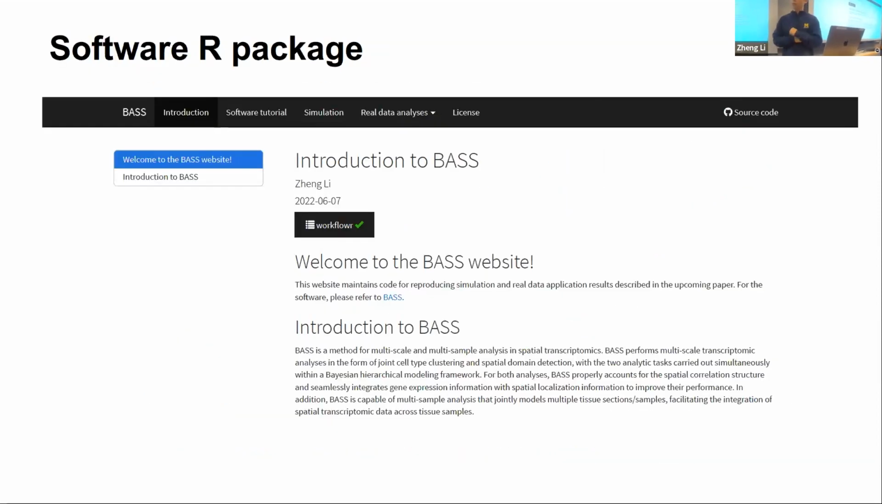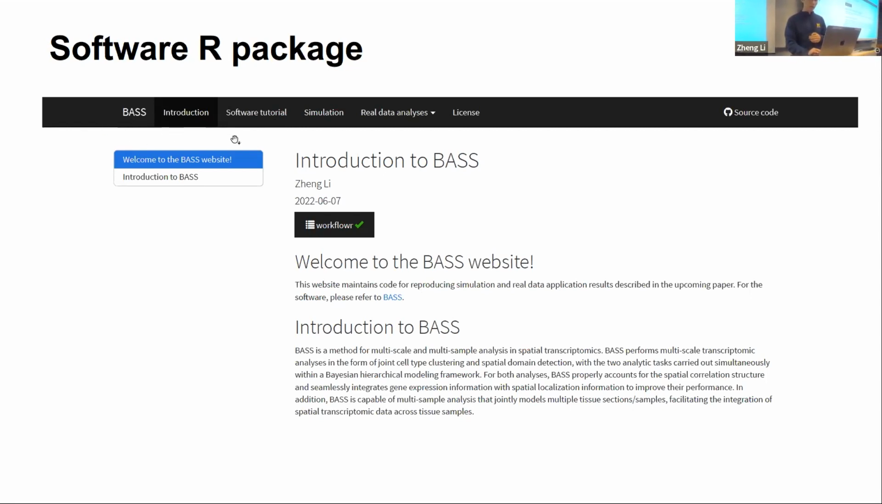And these are basically all my real data application results. And lastly, I want to briefly introduce our package. This is the website of our package. Our software is an R package, so the interface is in R, but the underlying functions are written in C++ in order to maximize its computation speed.